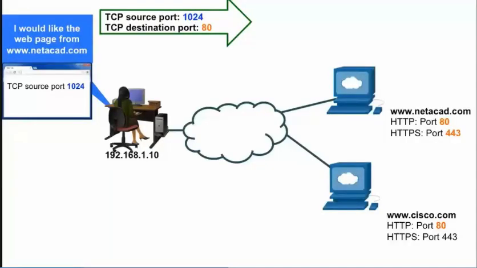In this example, the user has entered the URL www.netacad into their web browser. The web browser is sending the information using the Network Application Protocol, HTTP, which uses the Transport Protocol, TCP. The user's operating system has selected the TCP source port 1024 to refer to any communications coming from this specific web browser window or process.